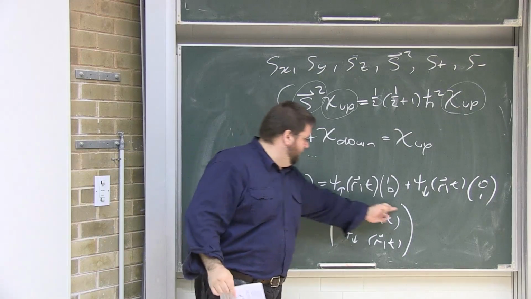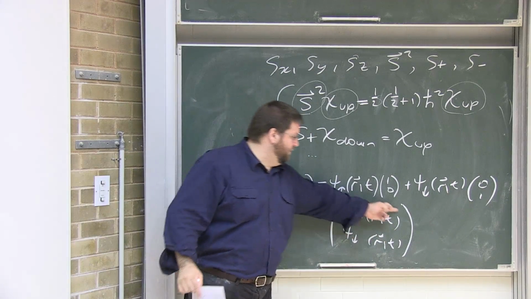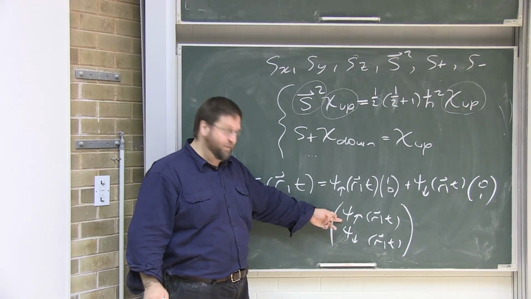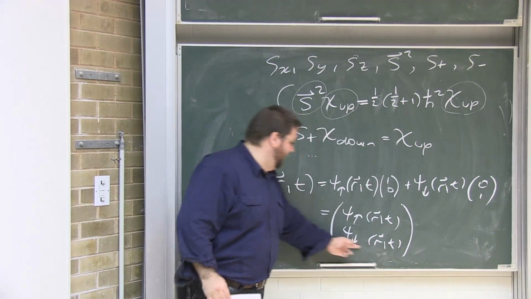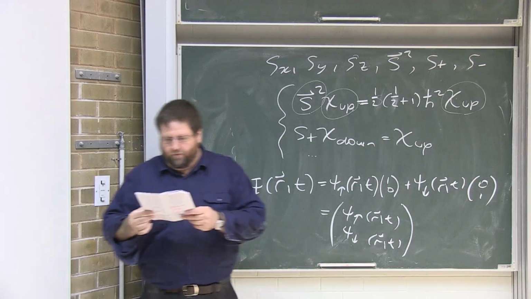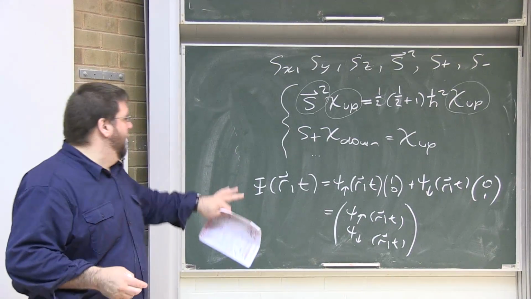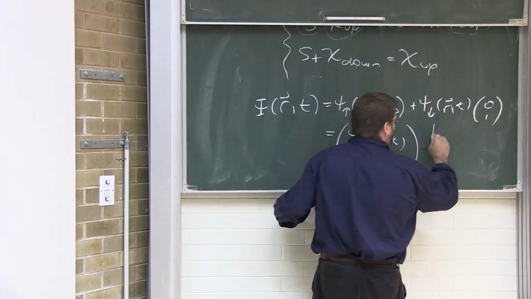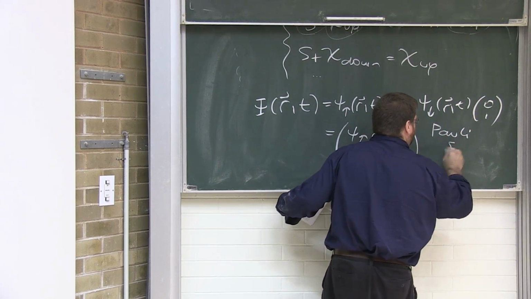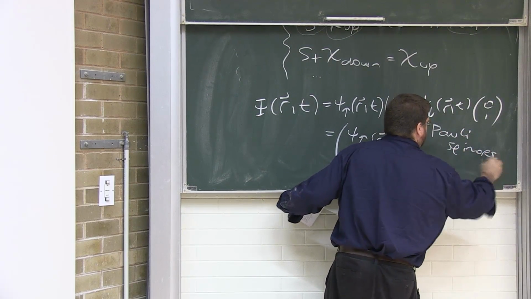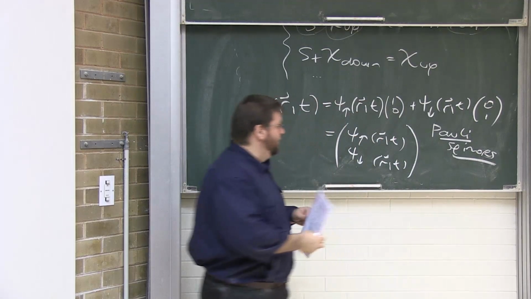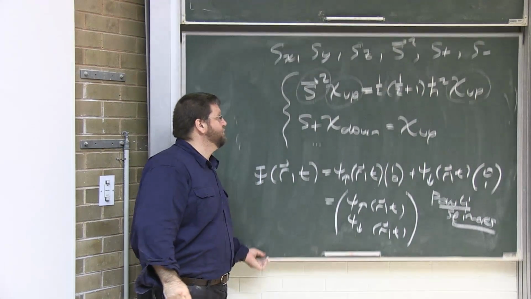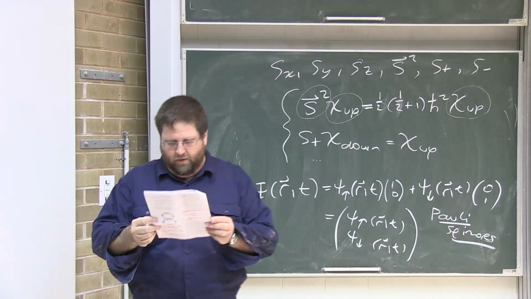The magnitude squared of this quantity would be proportional to the probability of finding the electron at position r at time t with spin up. Similarly for the magnitude squared of the lower half of the two-component spinner. These two-component spinners are often called Pauli spinners by physicists, or we could call them two spinners or two-component spinners. Those terms are all synonymous.